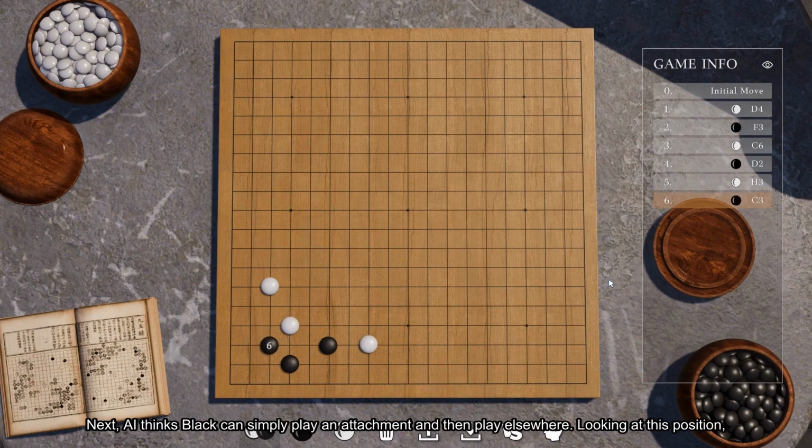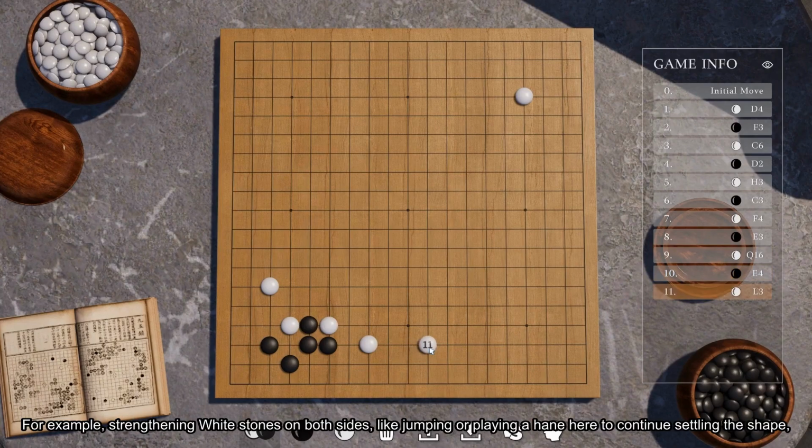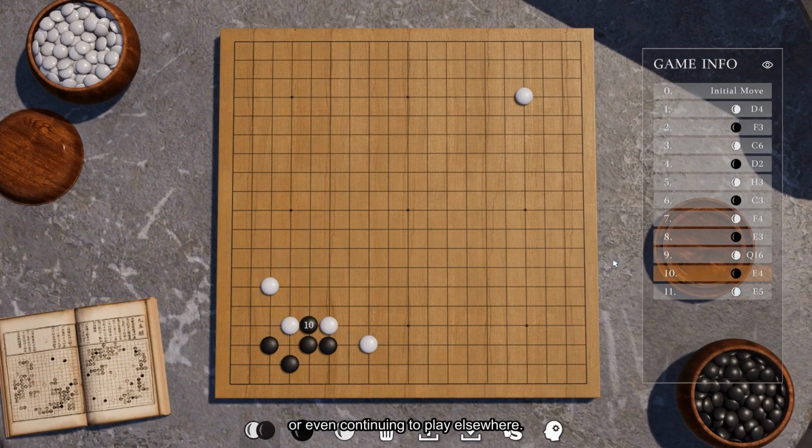Next, AI thinks black can simply play an attachment and then play elsewhere. Looking at this position, white plays elsewhere. After white plays elsewhere, when black pushes through, white has different choices depending on the situation. For example, strengthening white stones on both sides, like jumping or playing a hang here to continue settling the shape, or even continuing to play elsewhere.